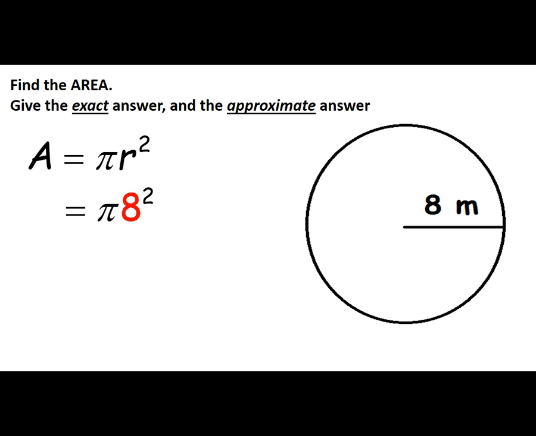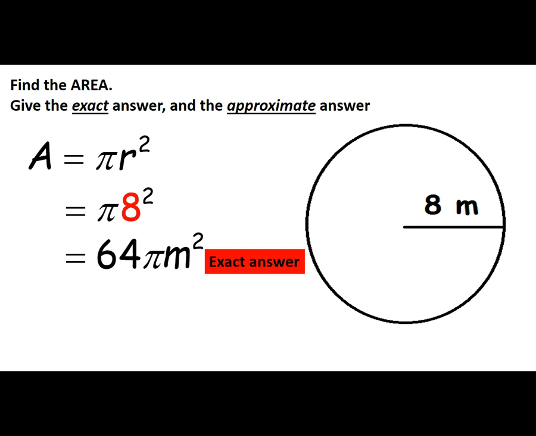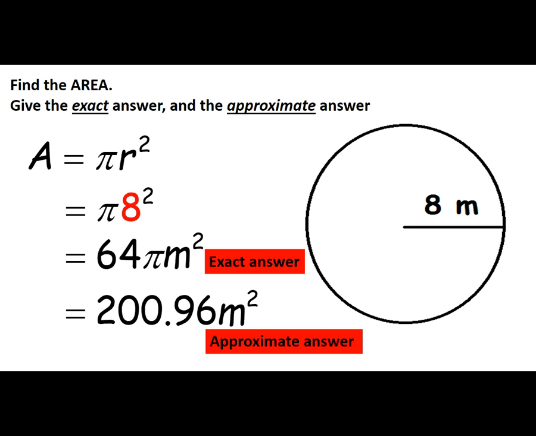We're going to plug in 8 for the radius, and 8 squared is going to be 64. So 64 pi meters squared, that's our exact answer. If we multiply it out by 3.14, we're going to get 200.96 square meters, and that is our approximate answer.